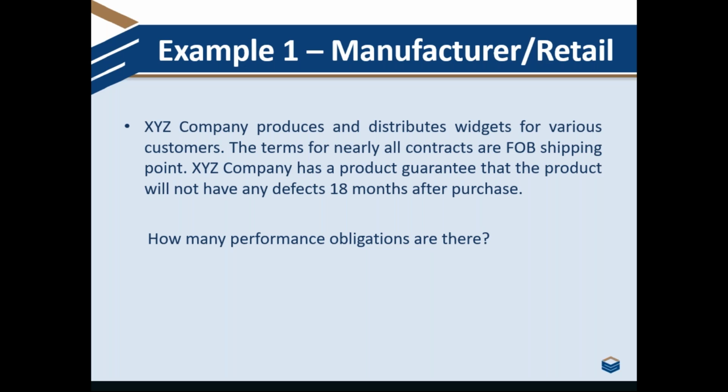XYZ company produces and distributes widgets for various customers. The terms for nearly all contracts are FOB shipping point. XYZ company has a product guarantee that the product will not have any defects for 18 months after purchase. How many performance obligations are there? If you want, put it in the questions area so we can see it. I'm going to give you a minute to put what you think the answer is. I just want to see what people say. Chris, if you're on and you're awake, put in a number, please.